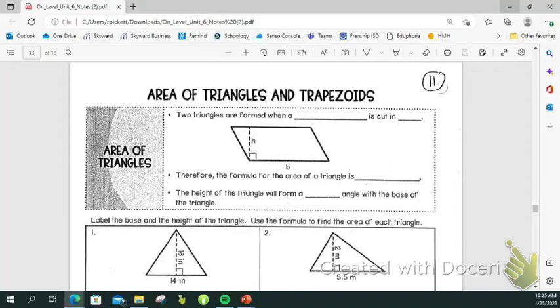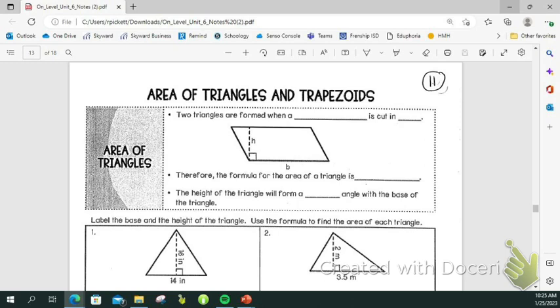Today we're going to be talking about how to find the area of triangles and trapezoids. These should both still be review from 5th and 6th grade, so make sure that you are filling out your notes so that you can reference it in case you forget. We're going to be on page 11 of the notes, and we are starting with area of triangles.